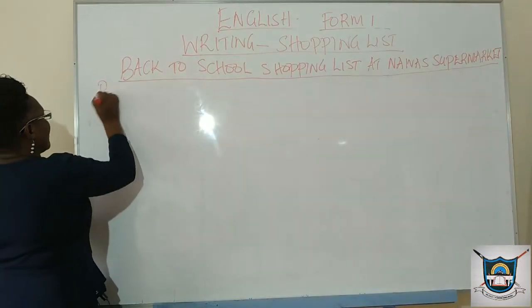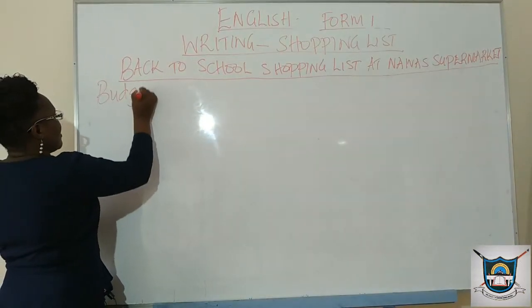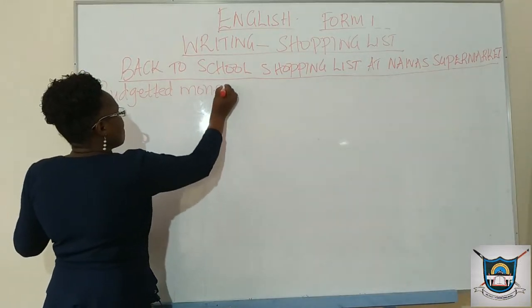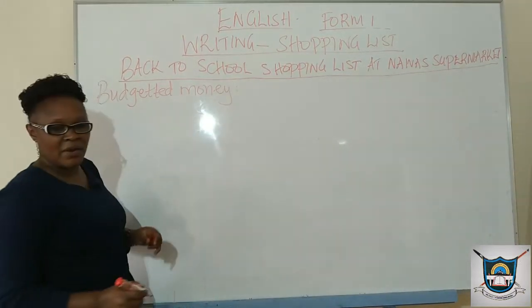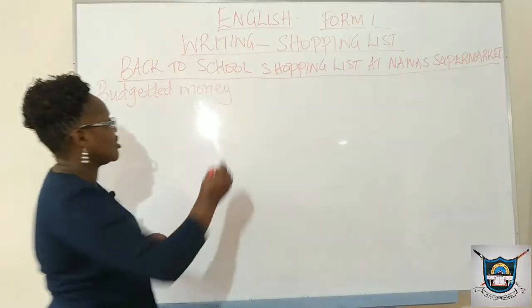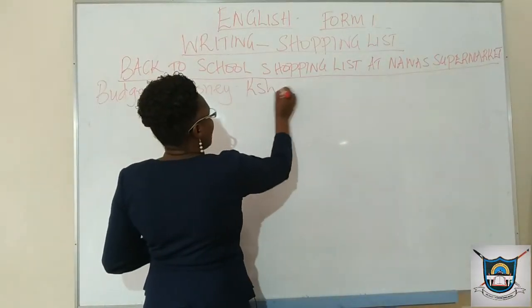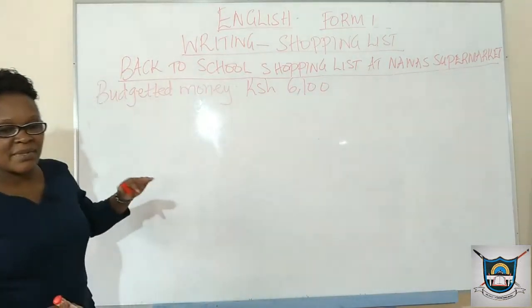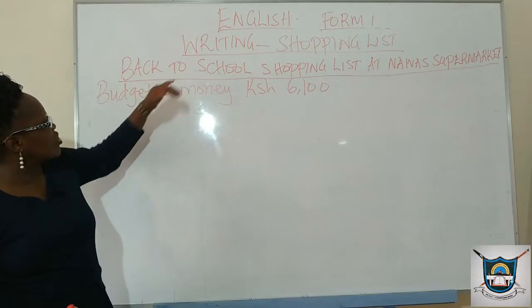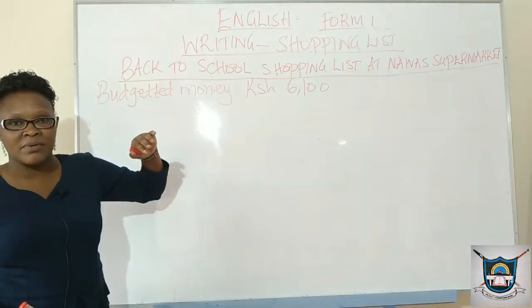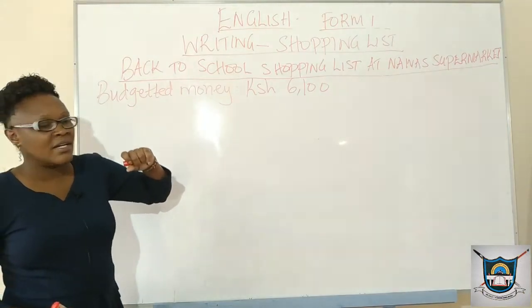So we come and write here, budgeted money. Here we are going to shop with 6,100 Kenya shillings. So we are done with the content number one, which is the title. Number two, budgeted money. So now we are going to draw a table so that we enter the other details.